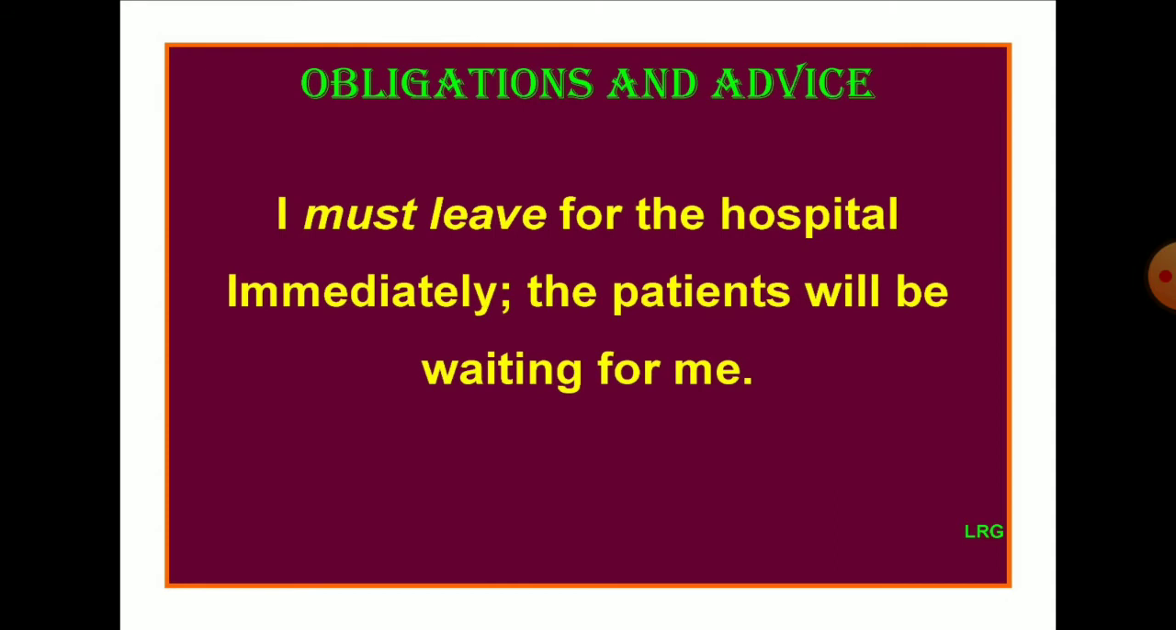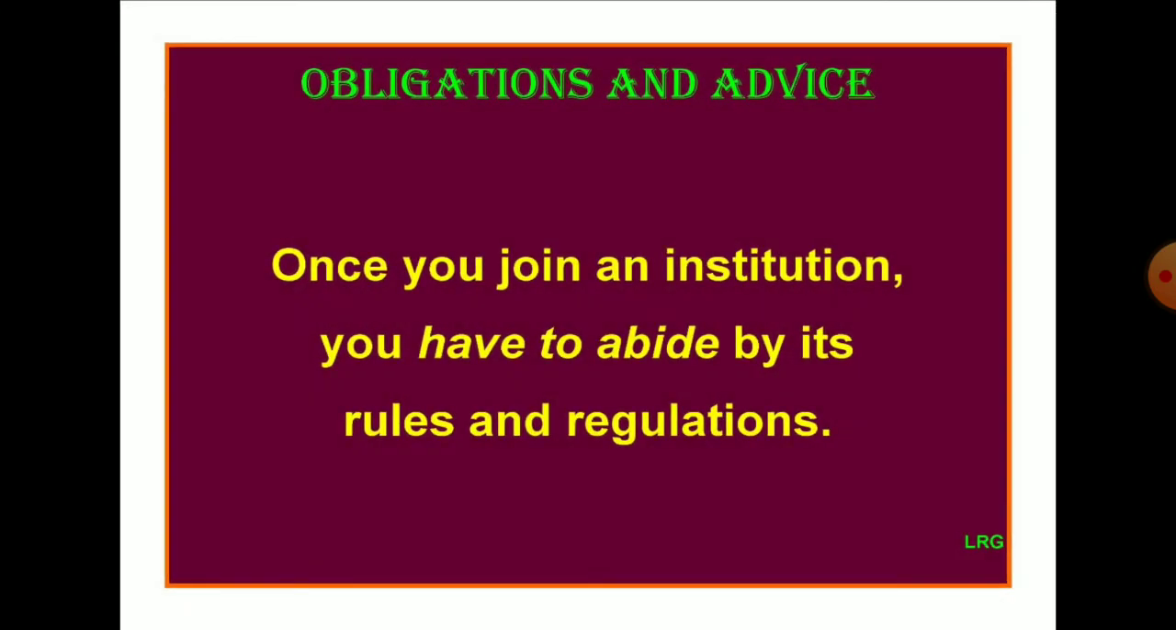Let's see the next model now. Once you join an institution, you have to abide by its rules and regulations. In this sentence, the modal auxiliary have to with the verb abide indicates an obligation arising from some external authority or circumstance. Here, the obligation arises from the rules of an institution. So you use have to indicate the external authority of the institution.